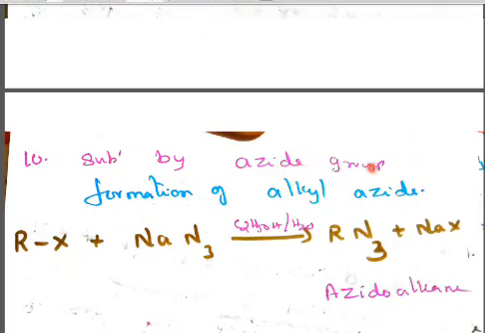Next is substitution by the azide group. N3 is called the azide group. So formation of alkyl azide: RX with sodium azide, NaN3, in presence of ethyl alcohol in water. So sodium halide will be replaced, and we get RN3, which is called alkyl azide. In the coordination lesson, I taught that N3 minus is called azido. It is an azido group bond, a negatively charged unidentate ligand, I said. So RN3 is called azidoalkane.